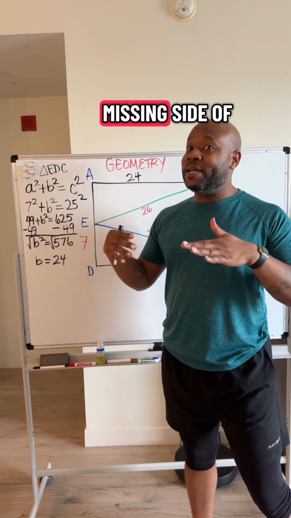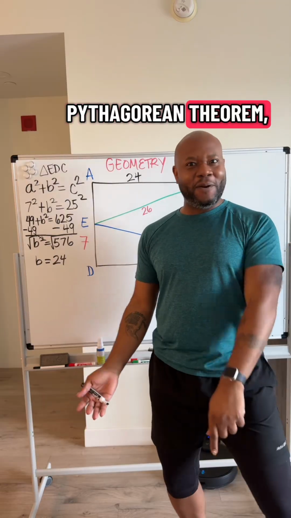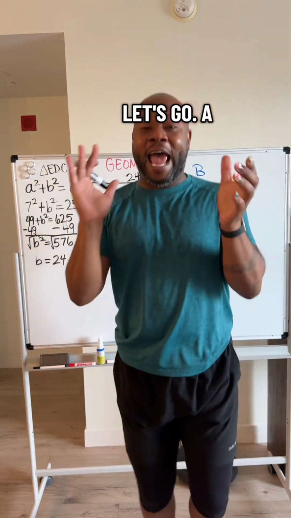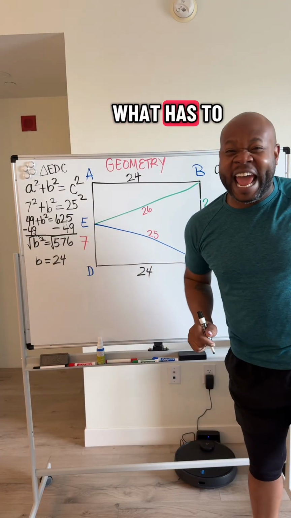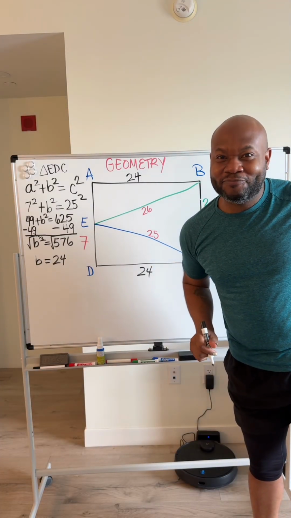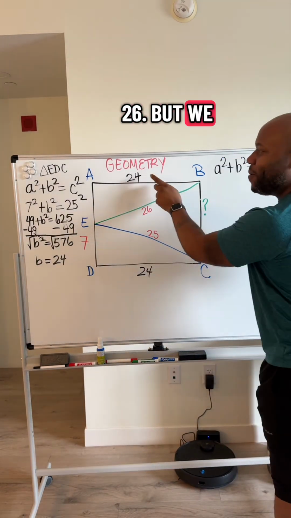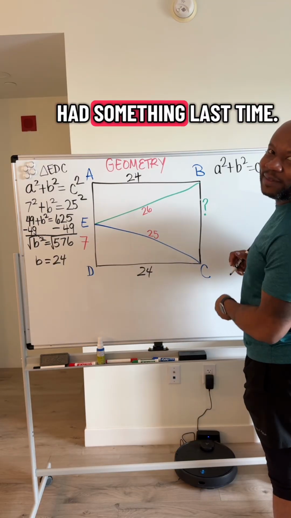Anytime we're trying to find a missing side of a right triangle, we use the Pythagorean theorem, which is a squared plus b squared equals c squared. Let's do it. A squared plus b squared equals c squared. Ooh, what has to be our c? 26. But we can put 24 as our A or our B. Let's use 24 as our B since the A had something last time.